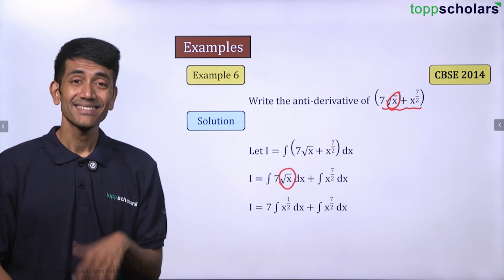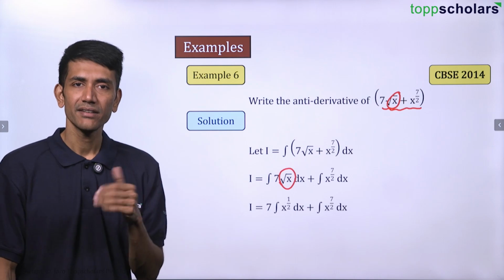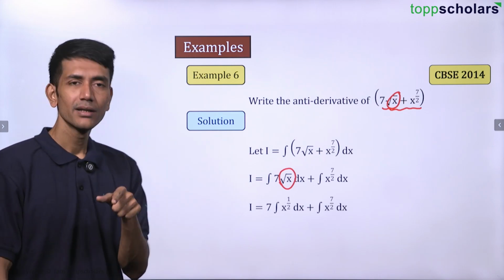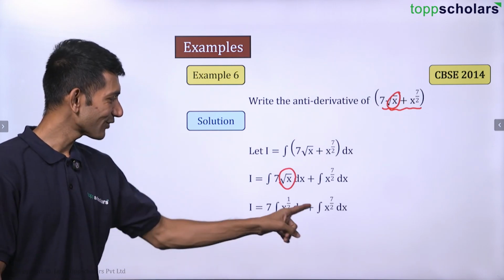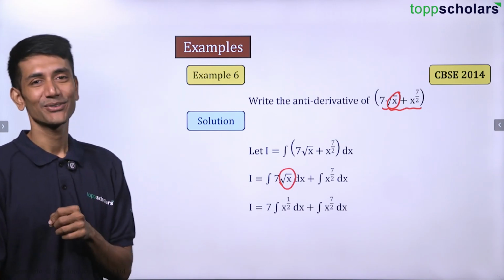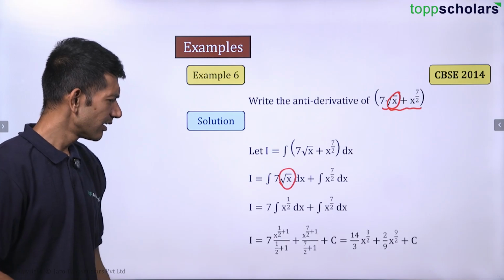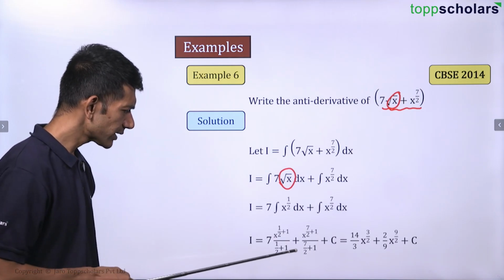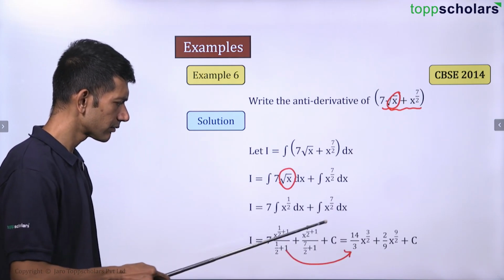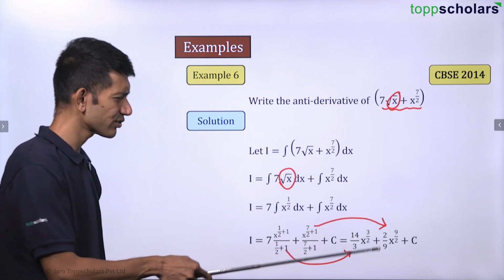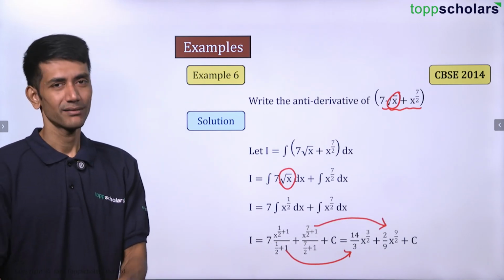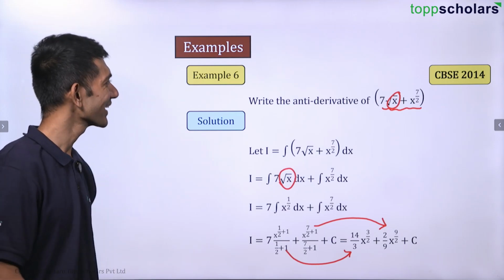Now, x raised to 1 by 2. Can we say it is x raised to 1 by 2 plus 1 by 1 by 2 plus 1? And here also we can have x raised to 7 by 2 plus 1 by 7 by 2 plus 1, right? You can solve that further. And then that gives you, after solving, this is what you get. This is basic math. You can obviously do that, I know. Okay, let's continue.